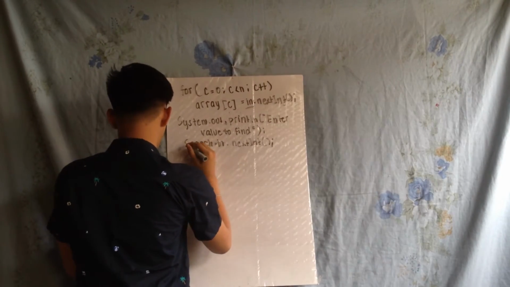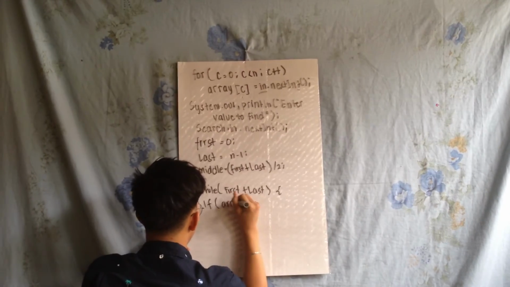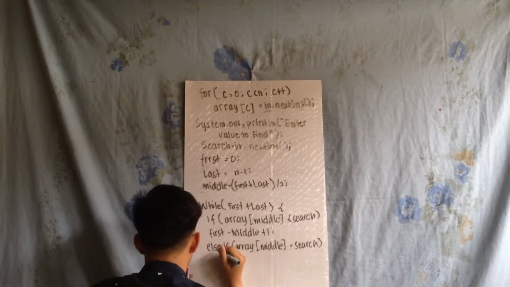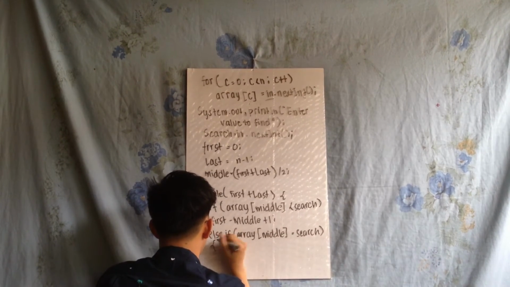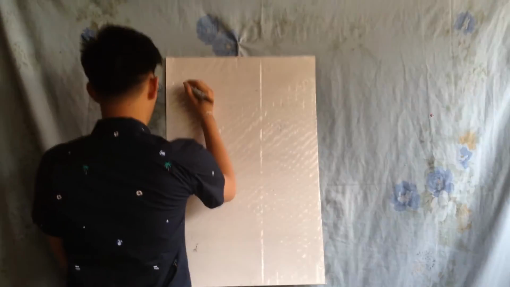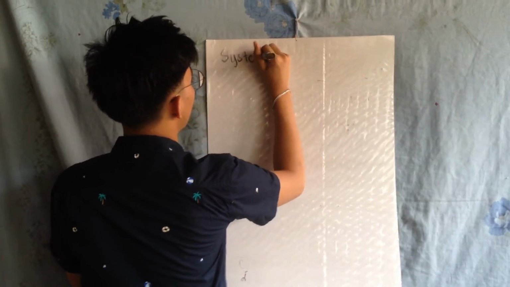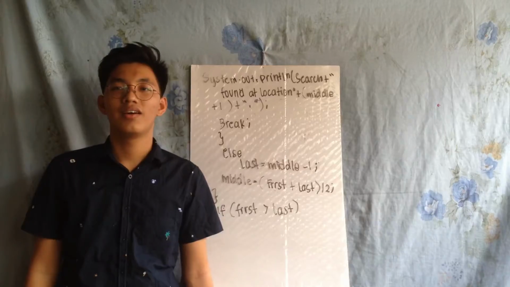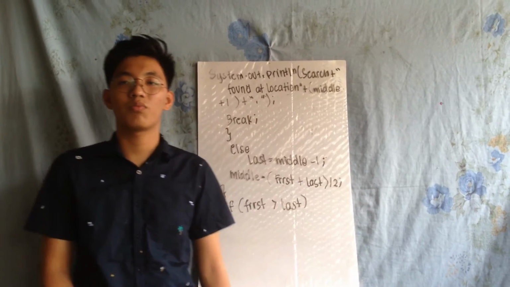So, another system out.print naman para mahanap yung location ng element na integer na ini-enter ng user at lalabas sa output. So guys, ito yan. At another system out.print naman para kung mag-enter ka ng integer na wala sa input element.